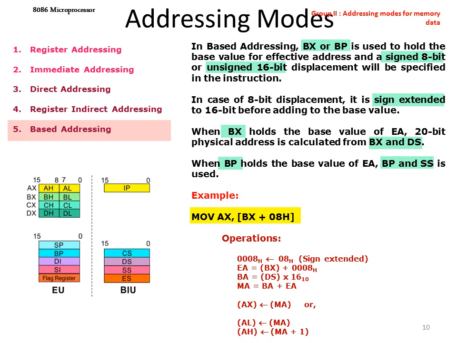Based addressing. In this addressing mode, BX or BP is used to hold the base value for the effective address, and a signed 8-bit or unsigned 16-bit displacement is specified in the instruction. In case of 8-bit displacement, it is sign extended to 16-bit before adding to the base value. When BX holds the base value of the effective address, the 20-bit physical address is calculated from BX and DS. When BP holds the base value of the EA, BP and SS are used. For example, MOV AX, [BX+08].